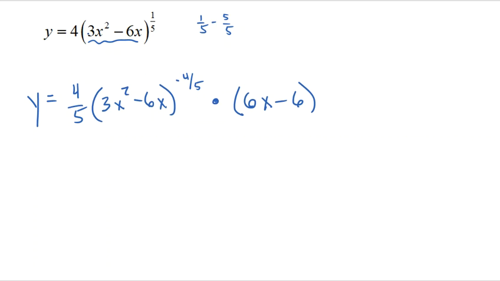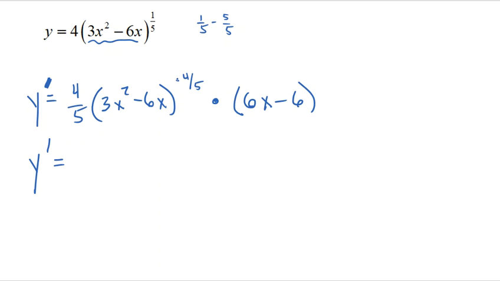Once again, 2 falls down. 2 times 3 is 6. X to the first. 1 falls down. Negative 6 times 1 is negative 6. My new power is 0. X to the 0 is 1, so don't even write it. All right, and then that's it. That's my derivative. But of course, y prime. Of course, I want to clean this up a little bit.